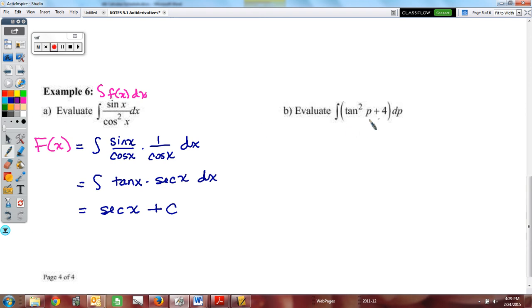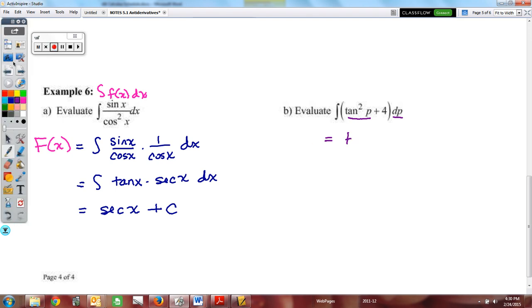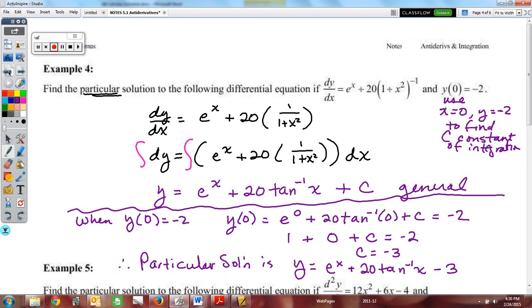It doesn't necessarily bother me that I have a p here, because tangent squared, and I'm taking it with respect to p, that is a derivative I know. Tangent squared is the derivative of tangent of x. Well, tangent of p, because that's my variable that I'm taking the derivative with respect to. So this is going to be your tangent. Or let's double check that before I do this.